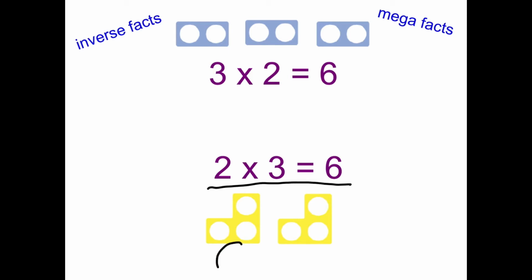Let me just have a go to show what I mean. There's 2 circles. It looks like cookies. So 2 times 3 equals 6.